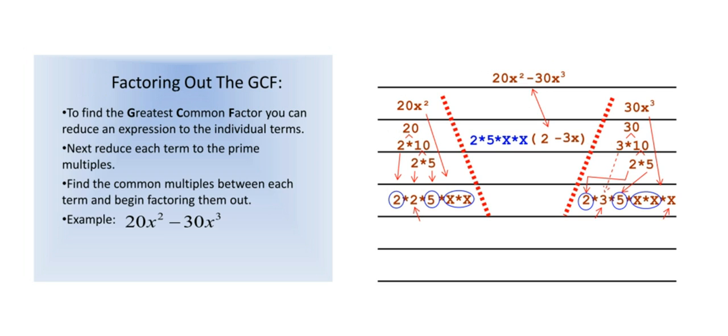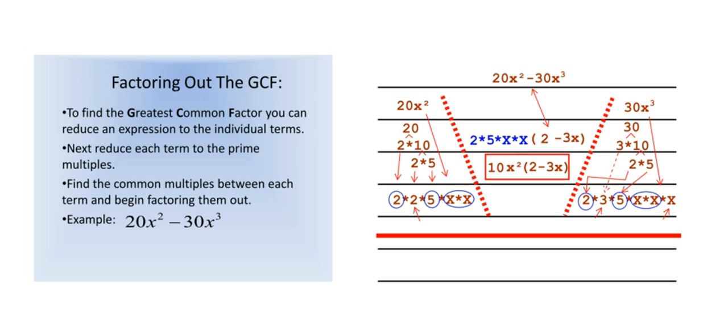And there we go. That's technically our factor form, but we want to simplify it. 2 times 5 gives us 10. x times x gives us x squared. So 10 times x squared times (2 minus 3x). This is our fully factored expression. Be aware of that. And remember, there's more than one way to do it, agreed?